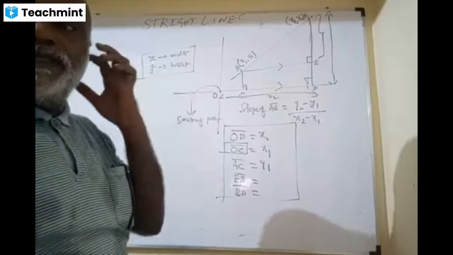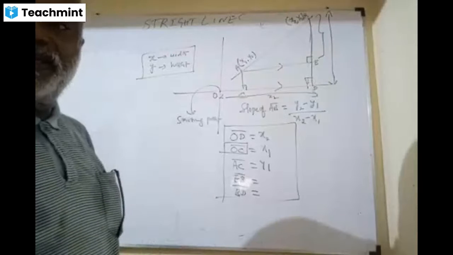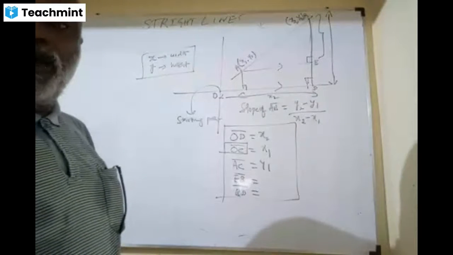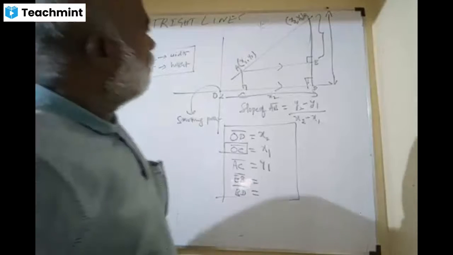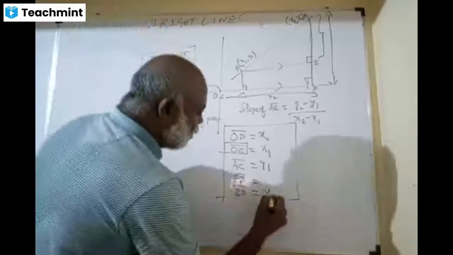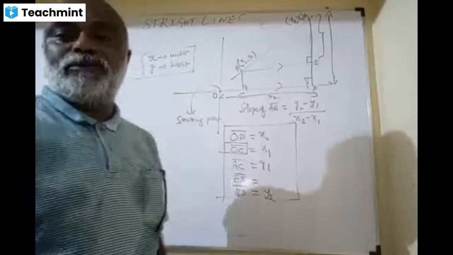Who is answering? Mohan, where are you? Jeevit? Mohan, you can answer. Sir, y2, sir. Brilliant. BD equals y2. What about BE now?